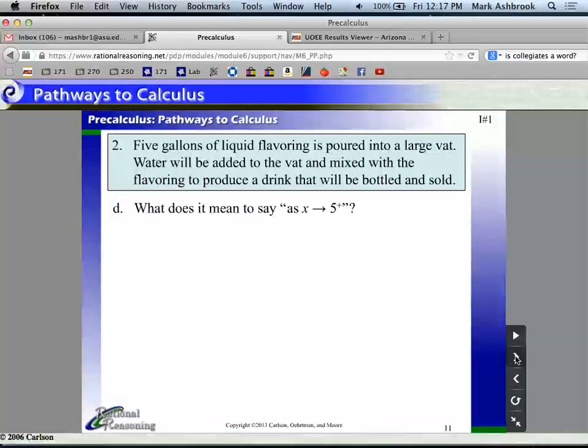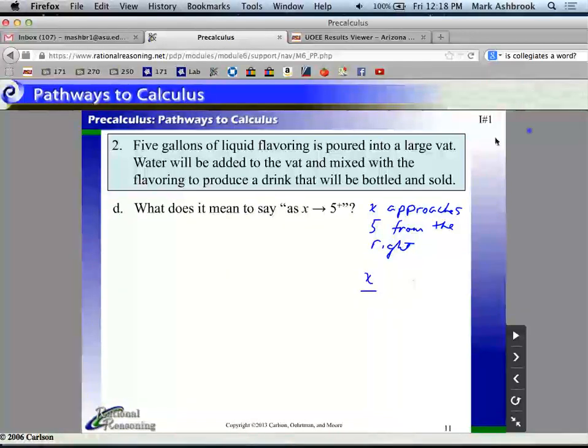Okay, so this notation right here means x approaches 5 from the right, meaning values greater than 5 decreasing towards 5. Or in other words, values greater than 5 decreasing towards 5. So let's make a sequence that represents that.